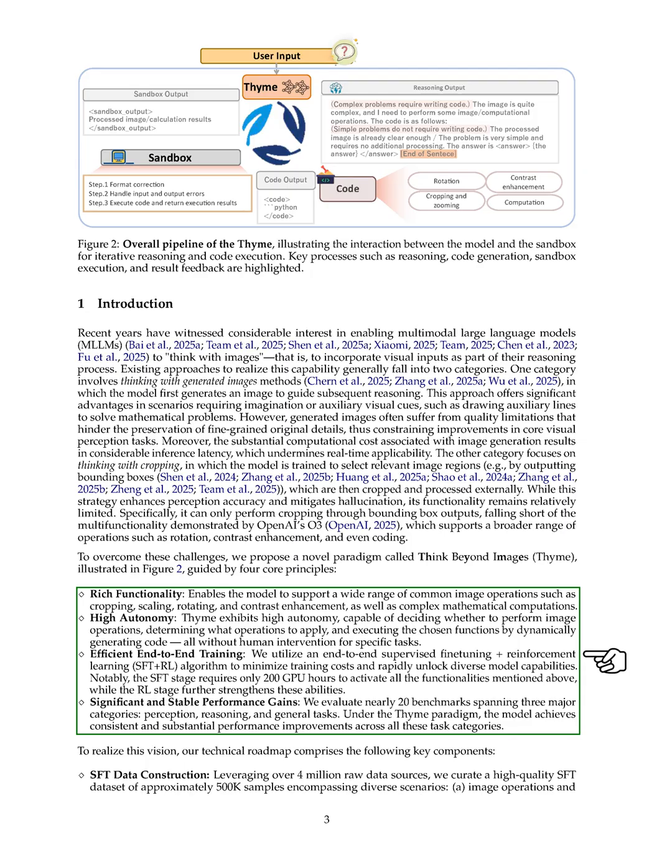To implement this vision, we focus on several key components. SFT data construction. We create a high-quality dataset of about 500,000 samples from over 4 million sources, covering various scenarios like image operations, cropping, and complex computations. SFT training strategy. We employ specific training methods to ensure effective learning, such as masking outputs during loss calculations and using techniques to activate the model's capabilities.